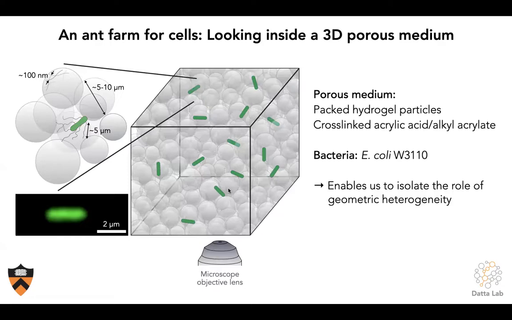These are our 3D porous media, where now the particles are not glass beads, because the typical formulations that we use for index matching make the bacteria very unhappy. In many cases, they kill the bacteria, right? Here, we need to keep them alive, we need to keep them happy. So what we do is we actually make 3D porous media using hydrogels. We pack biocompatible hydrogels together, right?